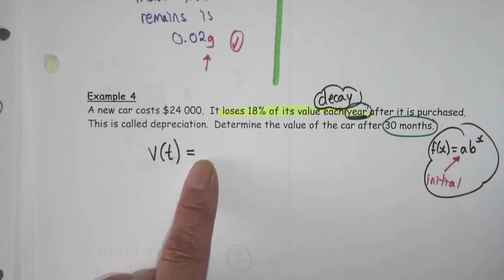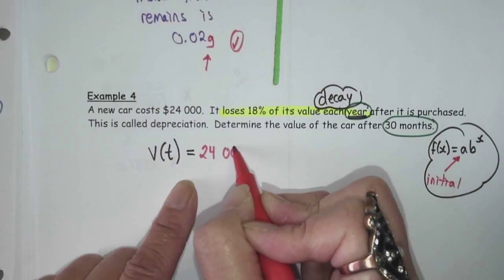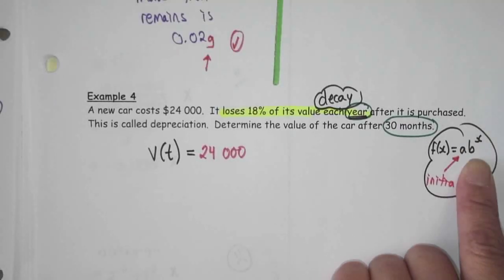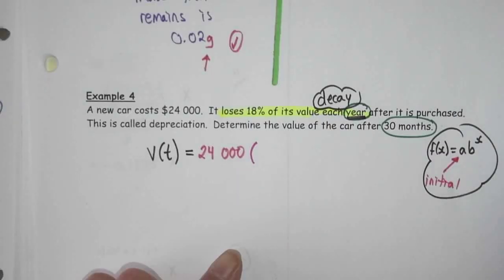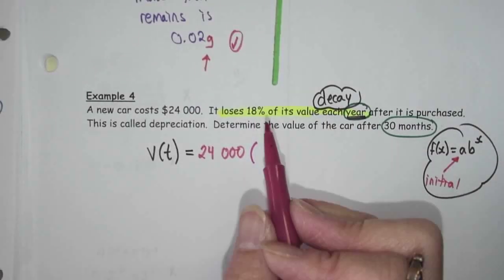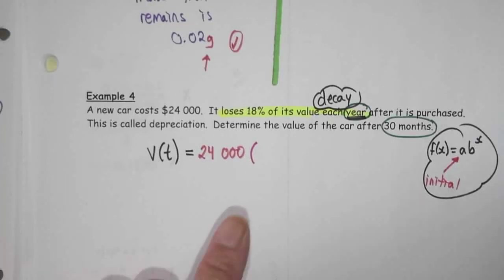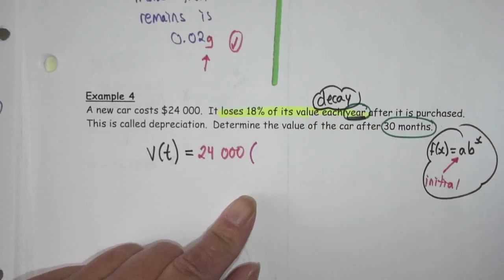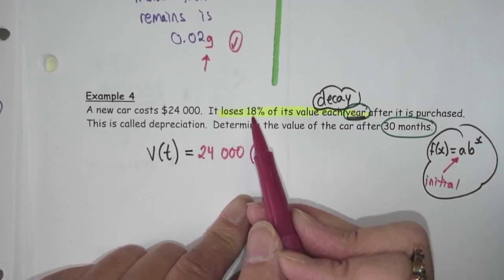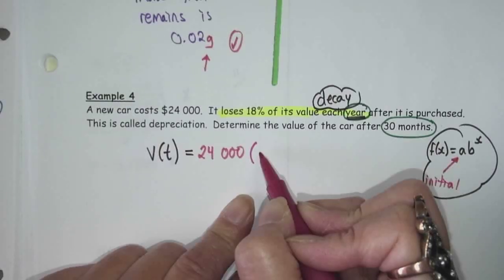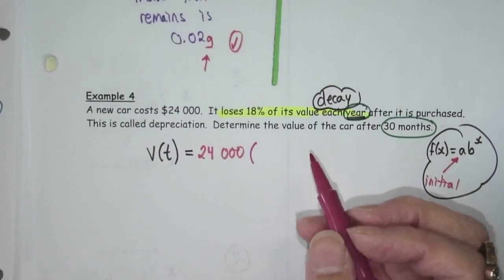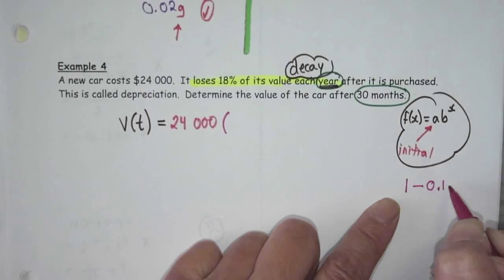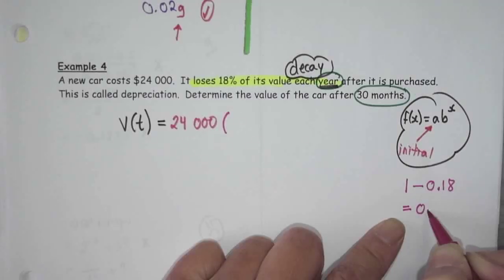So what's my initial amount? Yeah, 24,000. There you go. My base, I want it to be decay, so how much is it? If I lose 18%, think about it this way: if you lost 20% on the test, what's your mark? 80%. So I'm losing 18, so what goes here? Not 18%. I'm going to do 1 minus 0.18, which gets me 0.82.